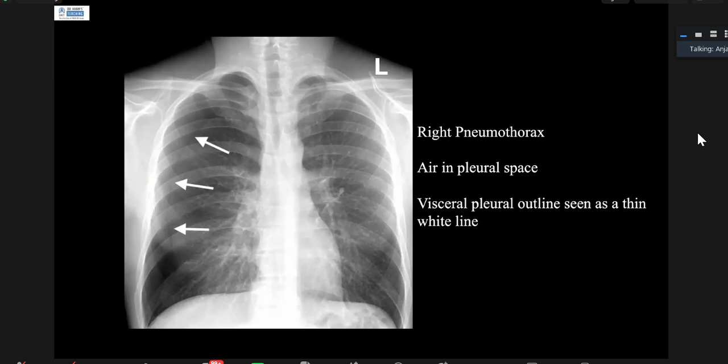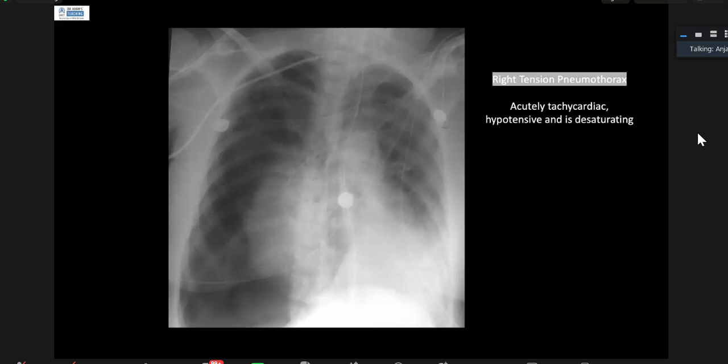So this was again to show you the crisp white line of pneumothorax. This is an X-ray of a patient who is acutely tachycardic, hypotensive, and desaturating. So you can see that this is the collapsed lung here. The lung is completely collapsed by a large right-sided tension pneumothorax. Can you see any lung markings beyond that? No, there are no lung markings. This is fully expanding air.